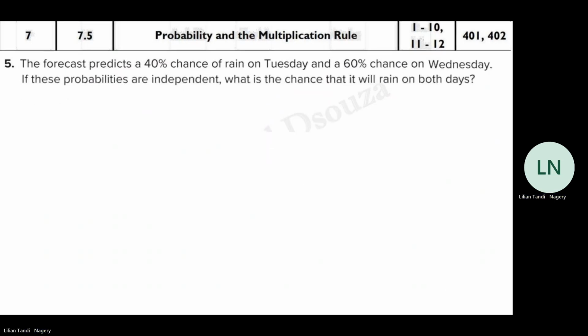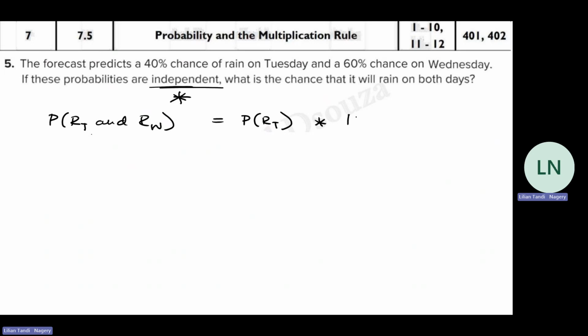All right. The forecast predicts a 40% chance of rain on Tuesday and a 60% chance of rain on Wednesday. If these probabilities are independent, what is the chance that it will rain on both days? Probability that it will rain on Tuesday and rain on Wednesday equals probability that it will rain on Tuesday times probability that it will rain on Wednesday.